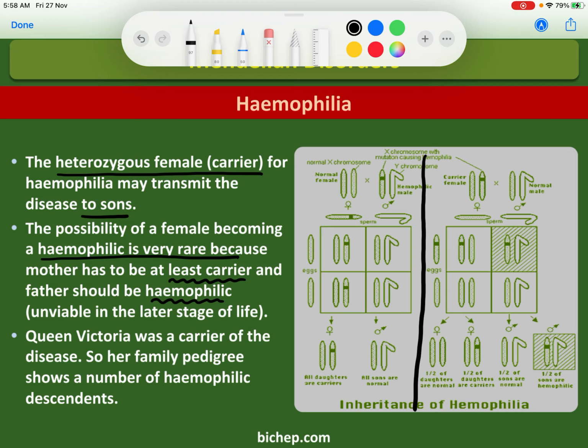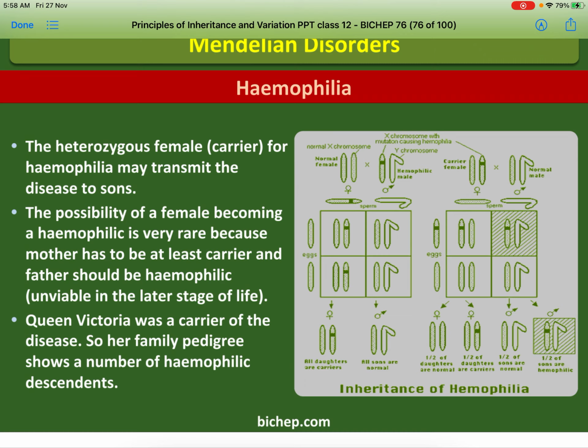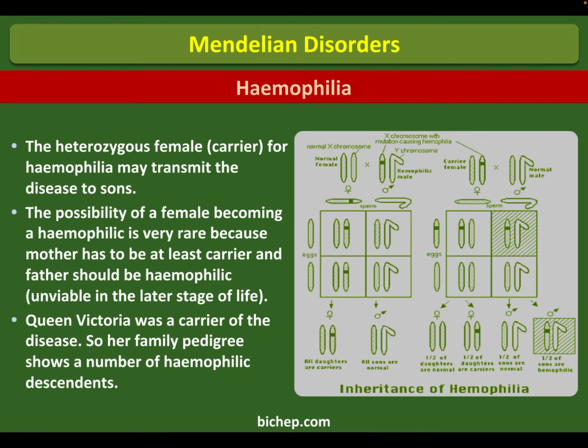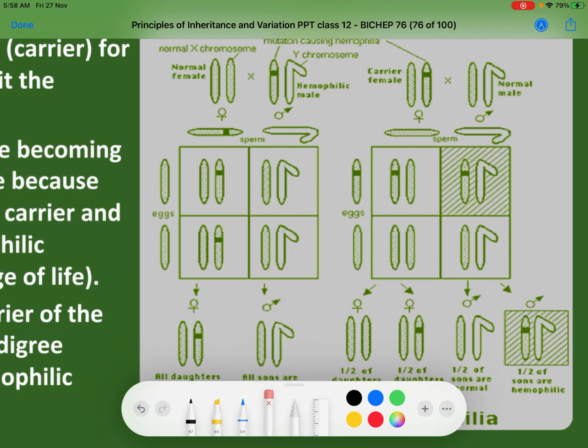Queen Victoria is a classic example of a carrier of this hemophilic disease, so her family pedigree shows a number of hemophilic descendants. So that's the first example, which shows the entire pedigree or mechanism of spreading of hemophilia.